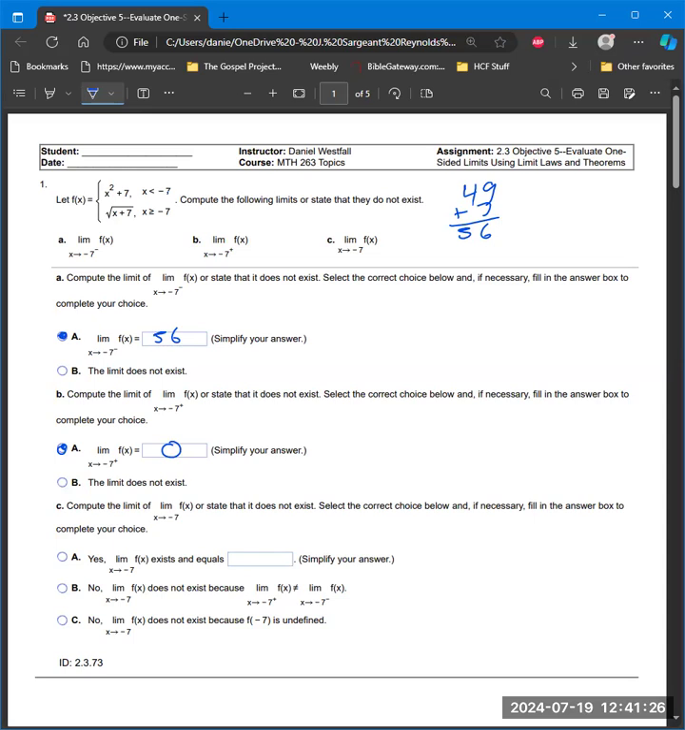Then does the limit exist? Do I approach the same thing from the left and right? No. So that's B.